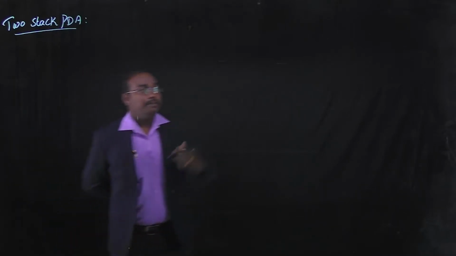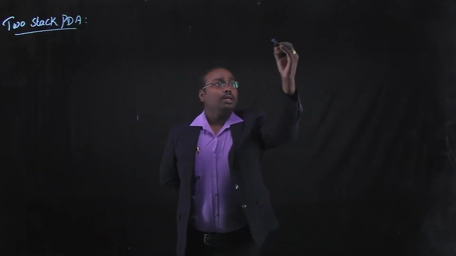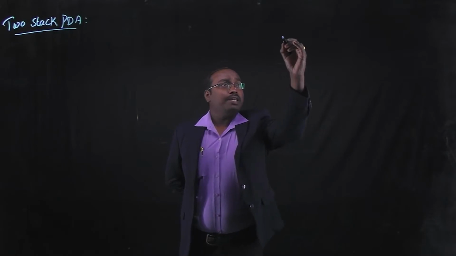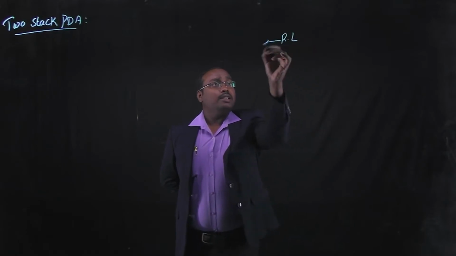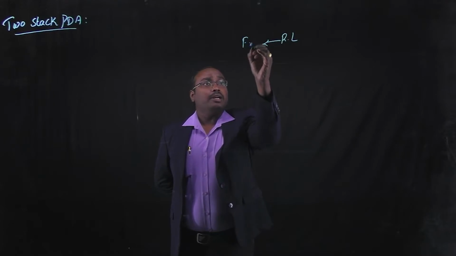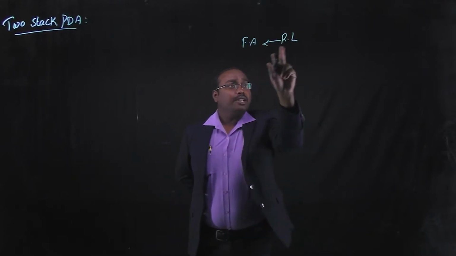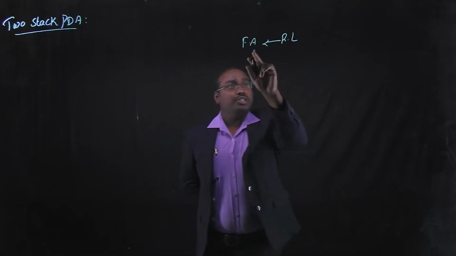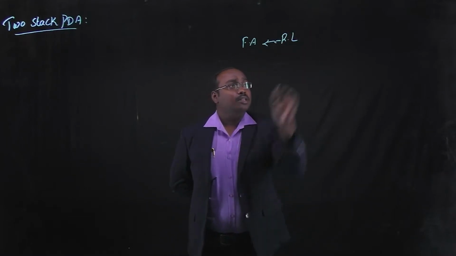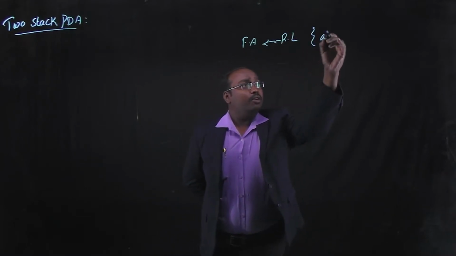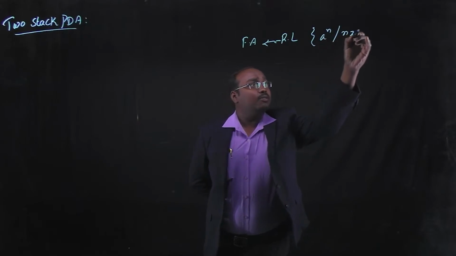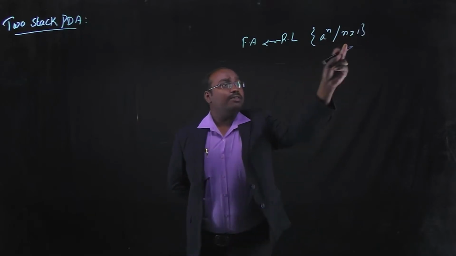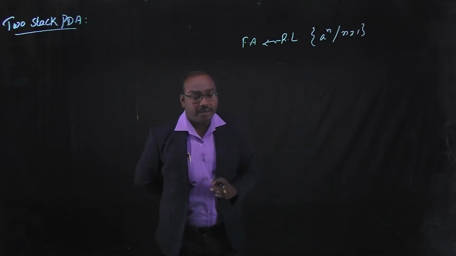Normally, for accepting regular languages, we design finite automata. This is the machine to accept regular languages. So what are the regular languages? Languages of the form a power n, where n is greater than or equal to 1. This type of language can be accepted through finite automata.